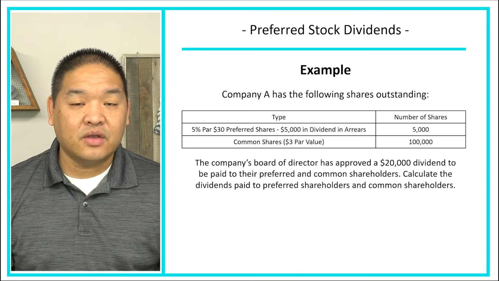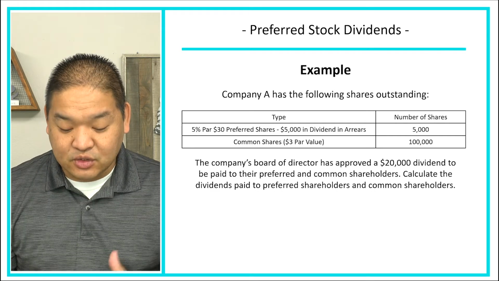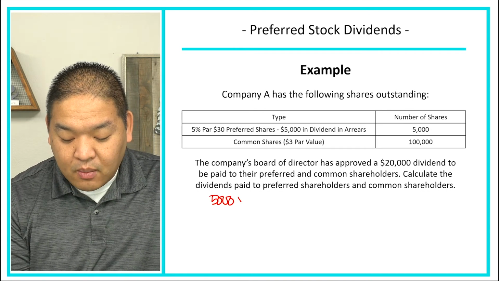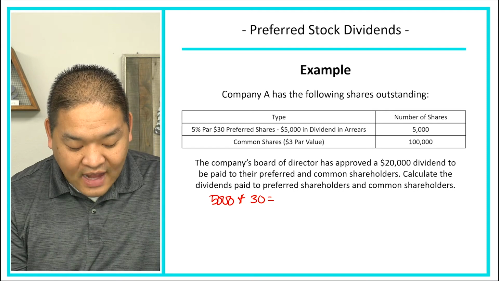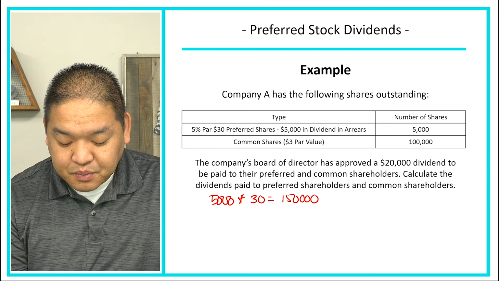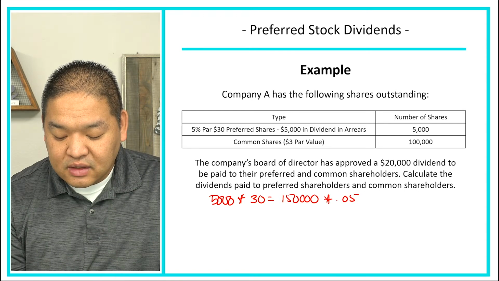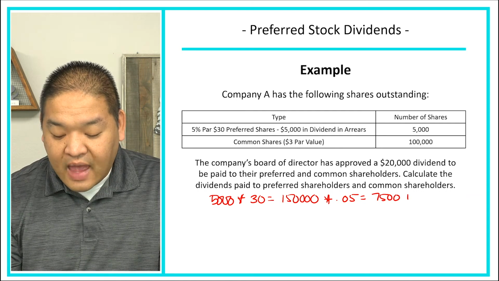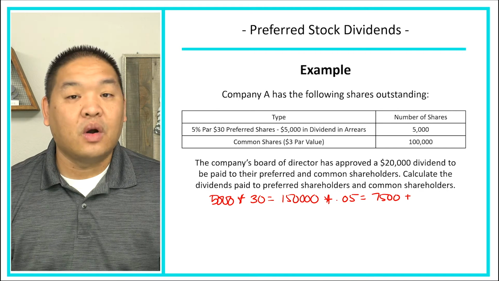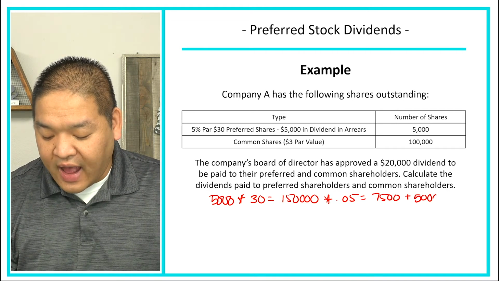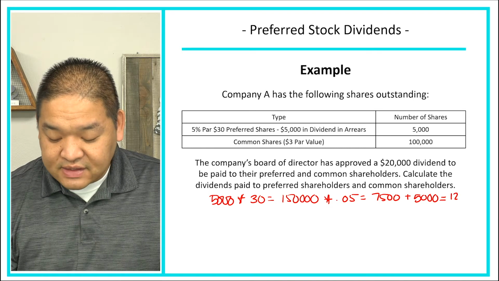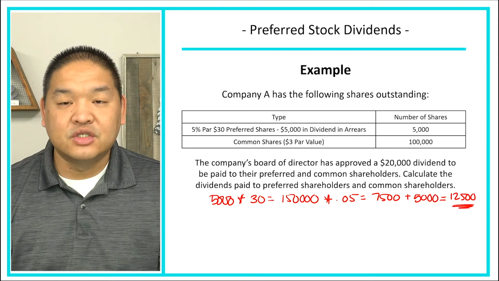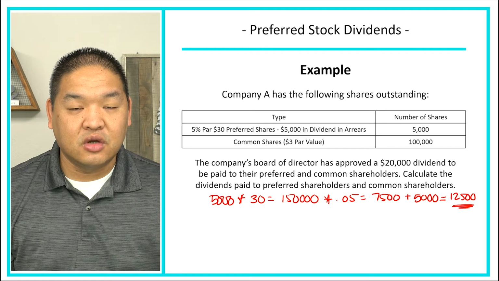To start us off, we have to calculate how much preferred shareholders get. We're going to do the same calculation here. We take the number of shares, in this case 5,000, and multiply it by its par value of $30. That gives us $150,000. Then we multiply it by 5%, which gives us this year's dividends for preferred shareholders of $7,500. Now we're going to add on any dividends in arrears. We have $5,000 in dividends in arrears, so we add that. That gives us a total amount of dividends that we need to pay to our preferred shareholders of $12,500. Once we have that, we can calculate how much can go to common shareholders.